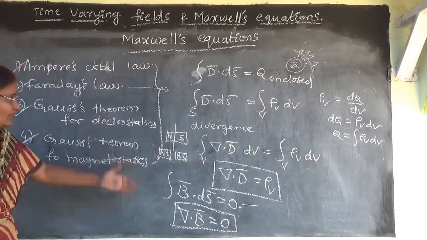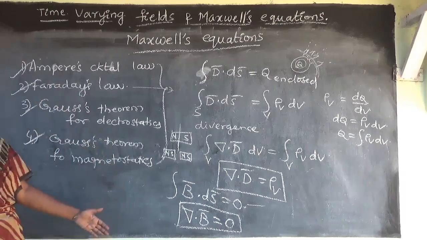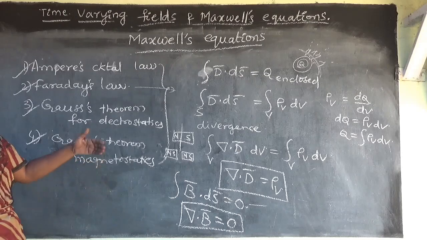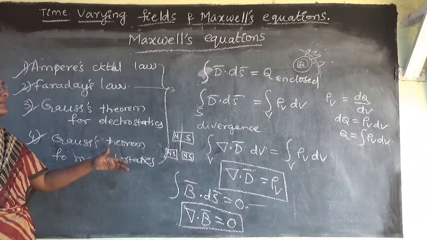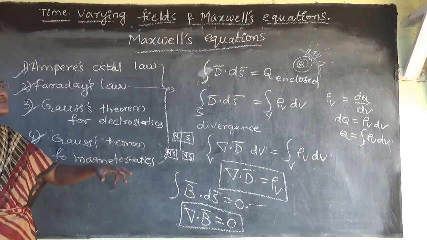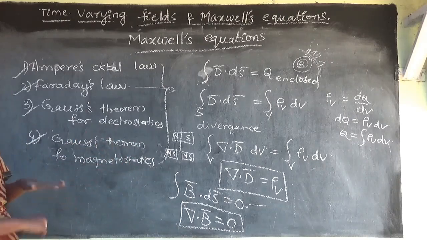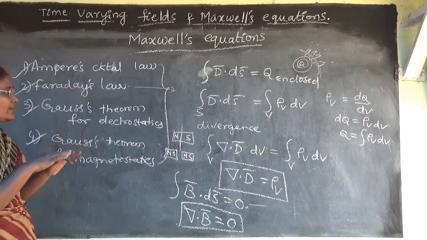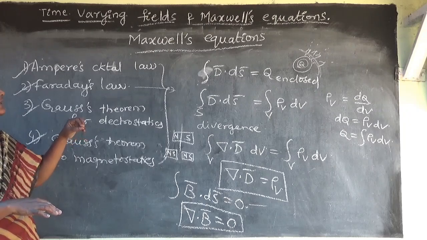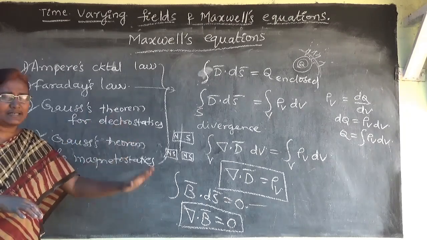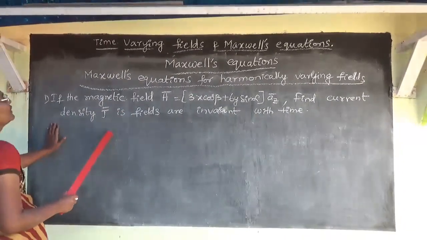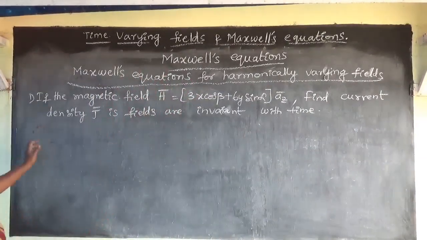So we have four Maxwell's equations, and by using these four equations we can deal with electromagnetics, identify the properties of electromagnetic waves, and find the interrelationship between the electric field and magnetic field very conveniently, using the work of Maxwell. It is very useful for all further studies. So we will do a problem using Maxwell's equations for harmonically varying fields.